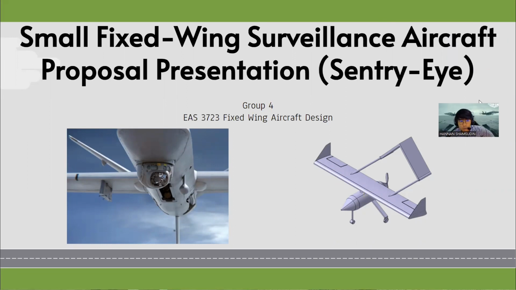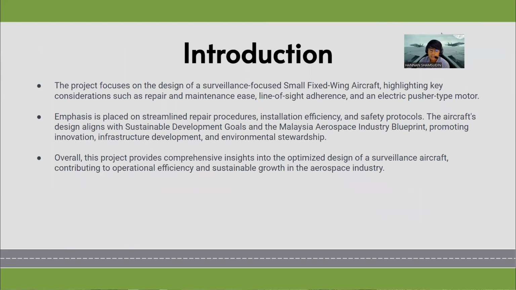So my name is Abdullah Hanan bin Shamsuddin and we are from Group 4. We are going to present about our project we call Sentry Eye, which is our small fixed wing surveillance aircraft. So basically on our project, we focus on designing and developing an aircraft that is simple to manufacture as well as for surveillance purposes.